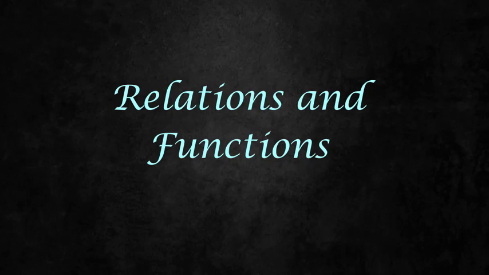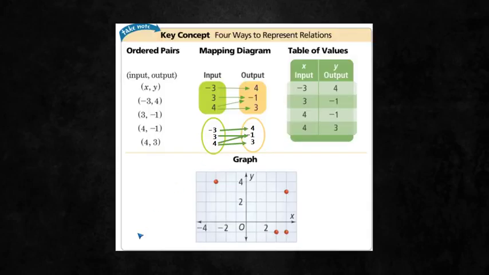We're going to be talking about relations and functions today. And so the first thing we're going to be looking at is what ways these can actually show up. You can have it in ordered pair format, in which you have the input as your X and the output as your Y, and you just list them as ordered pairs.